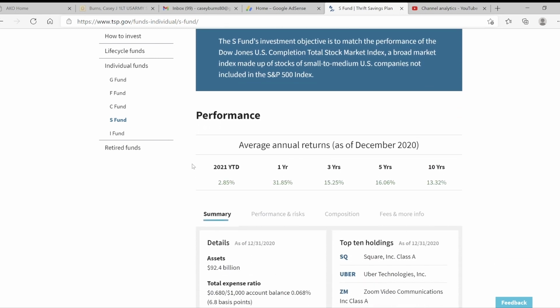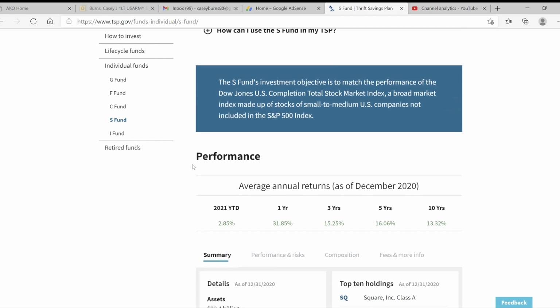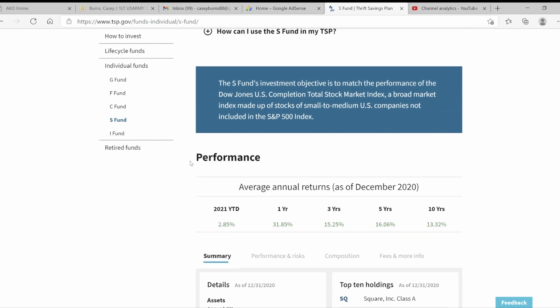So if you expect a really bad economy, then the S fund is not a great place to be at the time. And if you expect a really good economy, as we saw, last year the S fund returned 31.85%. That's because when we thought that the businesses were going to go under, the government came in, they printed a bunch of money, and they saved those small businesses. So the S fund went way through the roof.